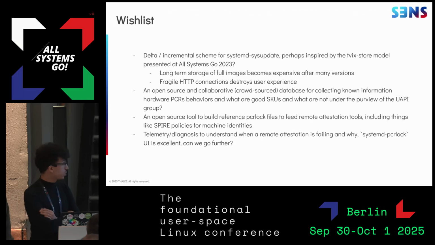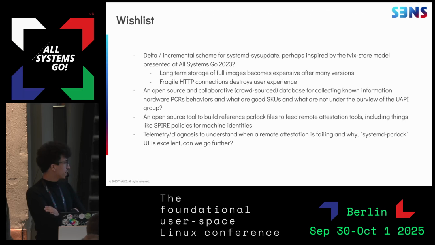But more than that, long-term storage of full images is very expensive. You could rotate them and so on, but if we could make them cheap to store, this wouldn't be a problem. And fragile HTTP connections happen all the time, so I feel like systemd update is not super reliable in this context. We would be interested in working on something like the Twig store, which was presented in 2023, to have content addressable blocks of updates and download only the delta, what changed, and so on.